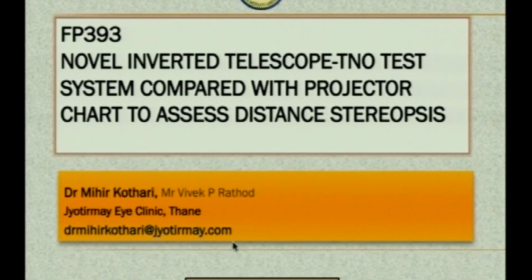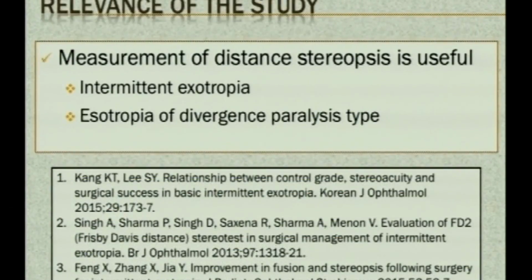Good morning, friends. I'm presenting a novel method to assess distance stereopsis using an inverted telescope system and a near vision chart like the TNO test, and compared it with the standard of care, which is the projector chart CP690 for distance stereopsis. Why do we need to measure distance stereopsis?